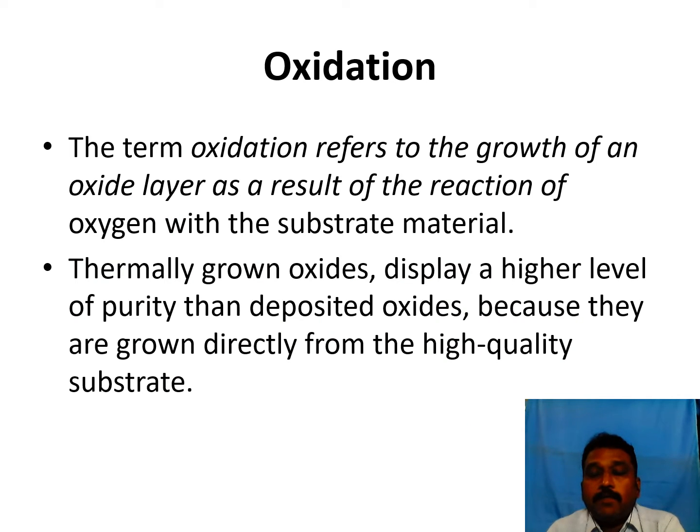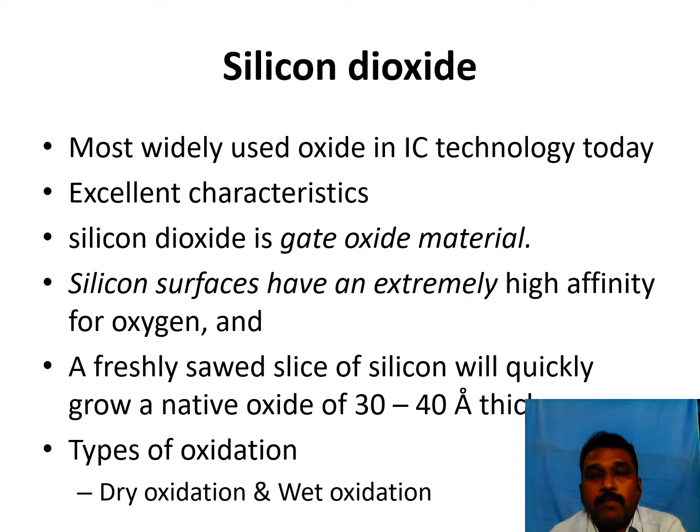Now the next process of making wafers is oxidation. So what is oxidation? It is a term that refers to the growth of an oxide layer as a result of the reaction of oxygen with the substrate material. So the normal oxidation process is used here to make a film over the substrate. Thermally grown oxides display a higher level of purity than deposited oxides because they are grown directly from the high quality substrate. So instead of depositing oxides, we go for growing the oxides on the surface of the substrate, that is by means of a thermal mechanism.